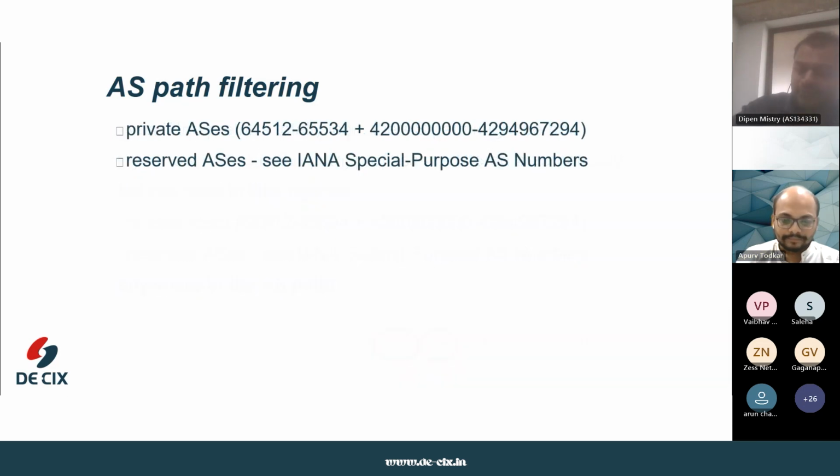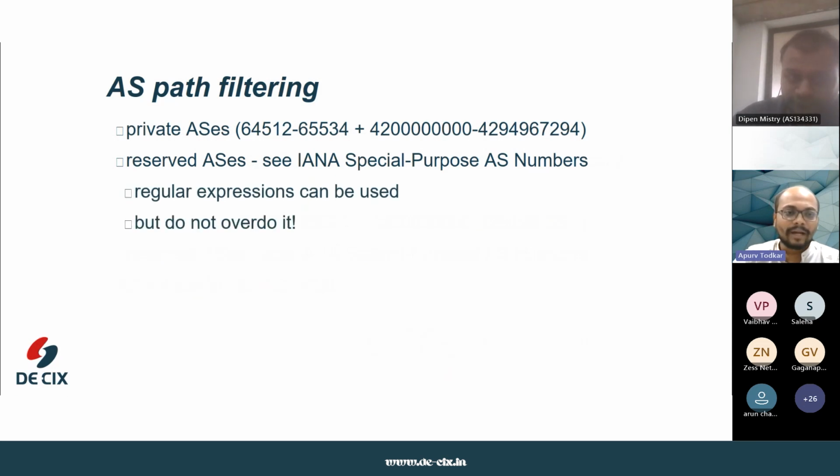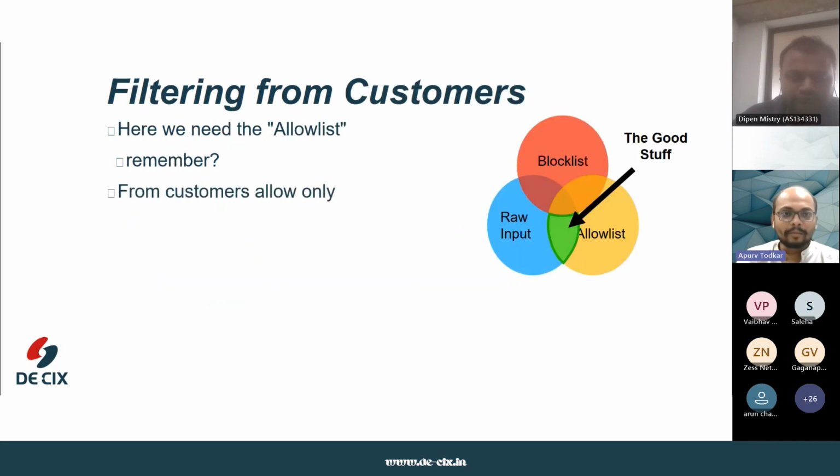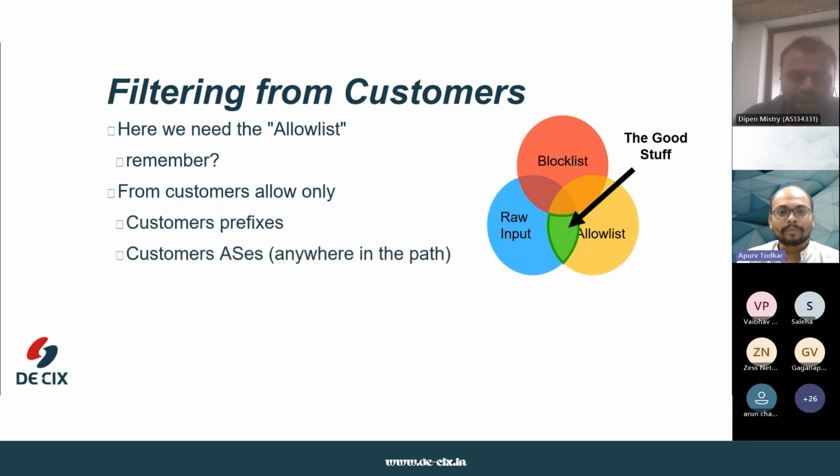For Cisco routers, you can use regular expressions to filter the private AS numbers, like you can see here. Though it might be a bit tricky, this regular expression filters out all the private ASN numbers. Other routers, like Juniper, allow filtering based on numerical ranges, which can make it easier to manage. For Cisco, it's often recommended to split the regular expressions into smaller chunks for ease of configuration. When it comes to filtering BGP routes from customers, you generally need to use an allow list.